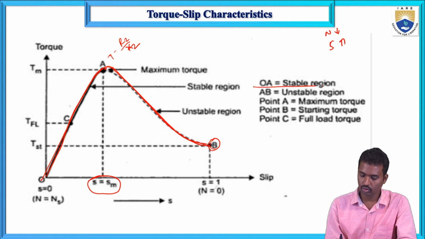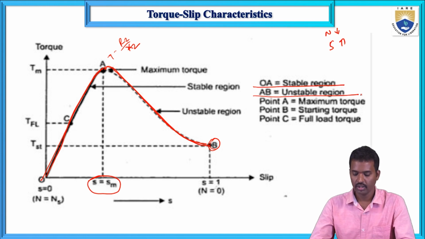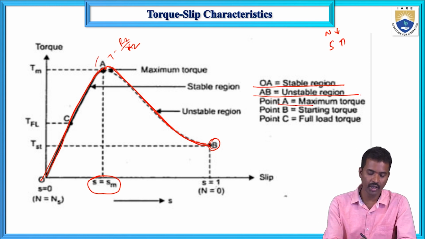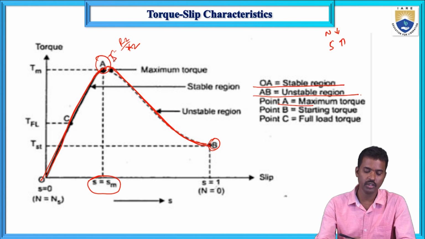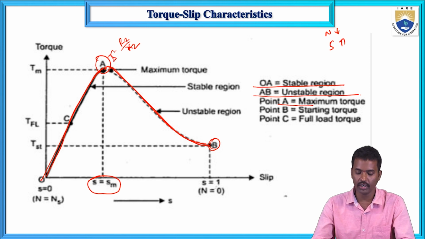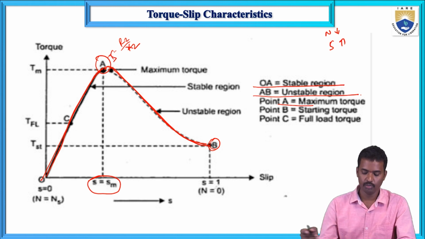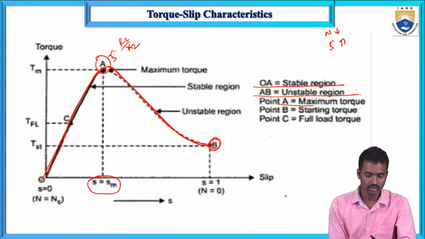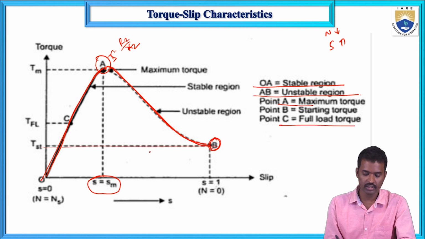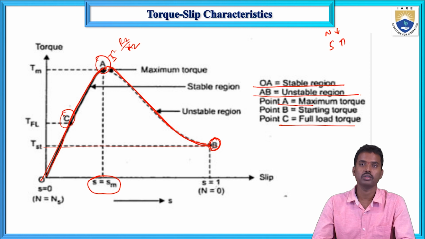So OA is the stable region and AB is the unstable region. Point A is the maximum torque, with slip value equal to R2 by X2. At B is the starting torque, and C is the full load torque.